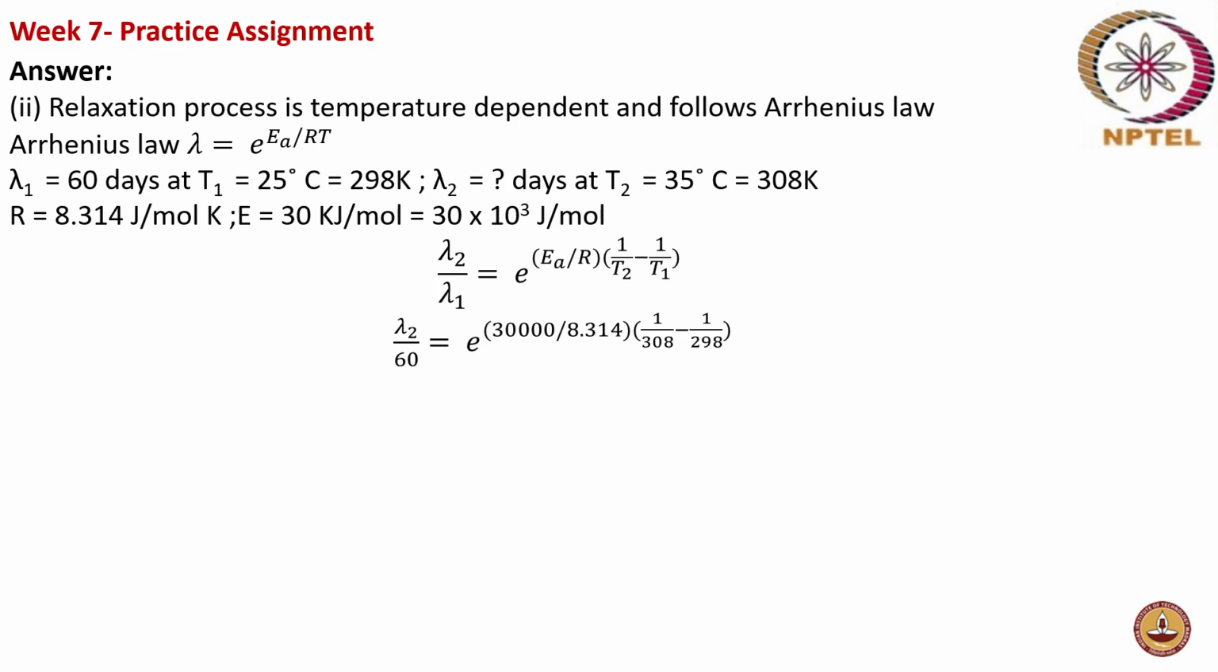And then again, you have to consider your gas constant. You can take the gas constant in different units. Whichever unit system you're following, that value you have to substitute. Here I have used the SI system only, so your value is 8.314 joule per mole Kelvin. Once you substitute everything, you will get your lambda 2 as 40.5 years. Okay? Are you able to get it?